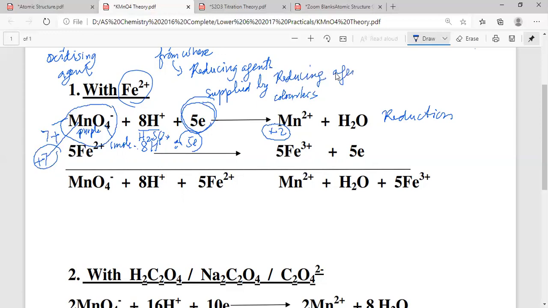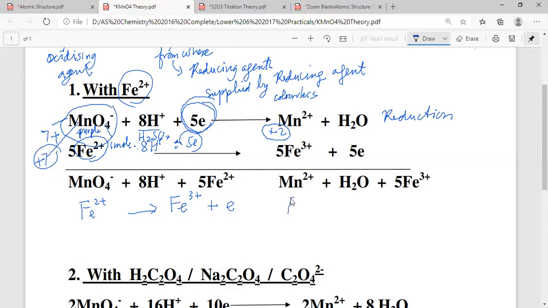Okay. So who's the reducing agent? In this first titration, it is Fe2+. We know that 1 mole of Fe2+ can be easily oxidized to Fe3+. It's quite an easy reaction. It means it loses an electron, so the electron comes out.